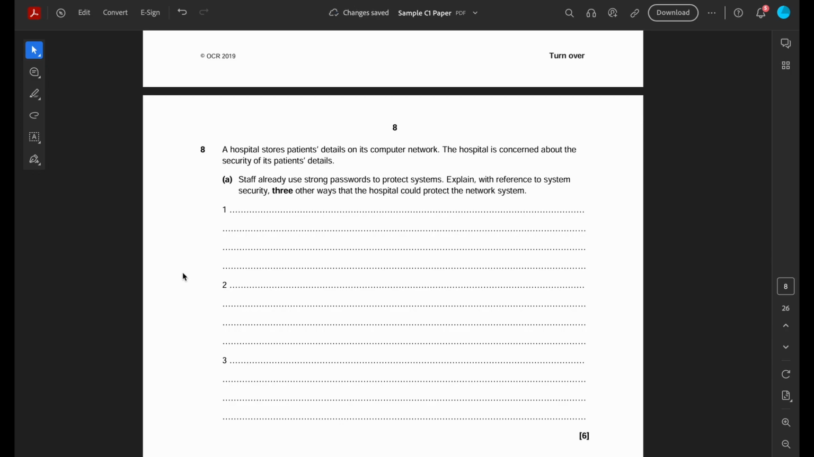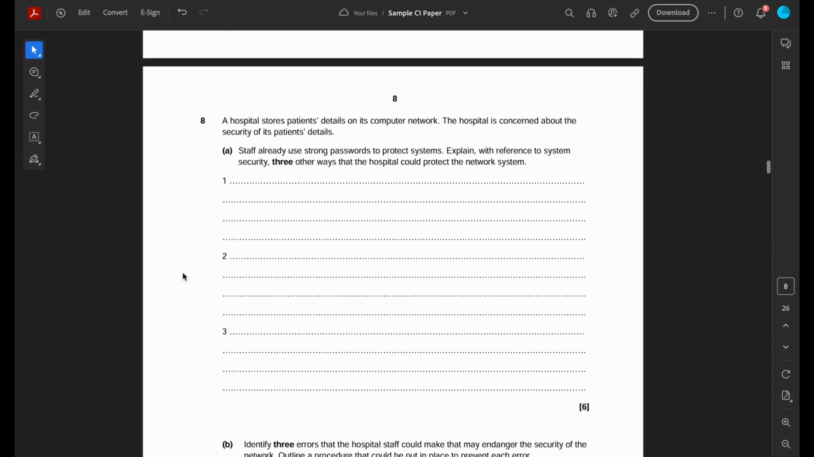Next one, it says a hospital stores patients' details on its computer network. The hospital is concerned about the security of its patients' details. Staff already use strong passwords, so we can't talk about strong passwords again, because the examiner will say, nope, you've already been told that. And that's why, again, it's very important we read the question. Explain with reference to system security three other ways.